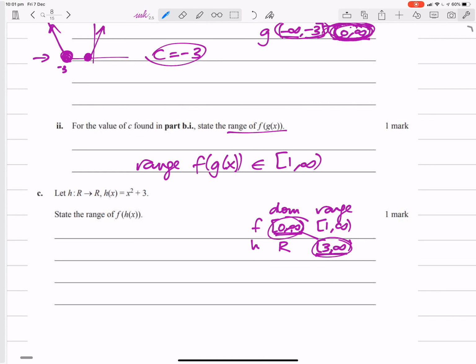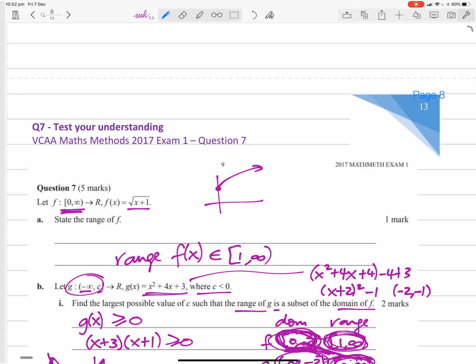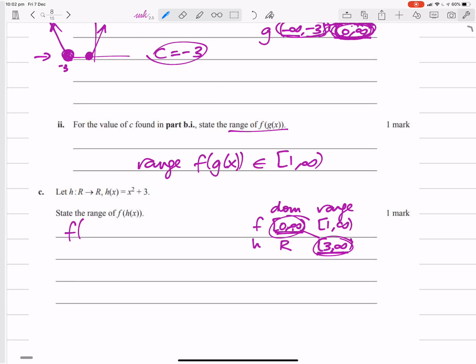We can work out what f of h of x is. So f of root x plus 1, x squared plus 3 is root x squared plus 3 plus 1, which is x squared plus 4.